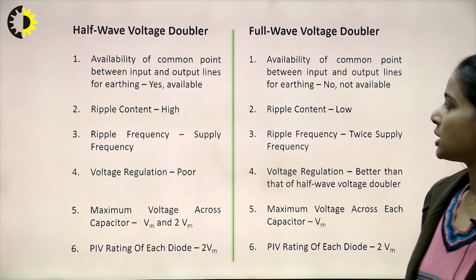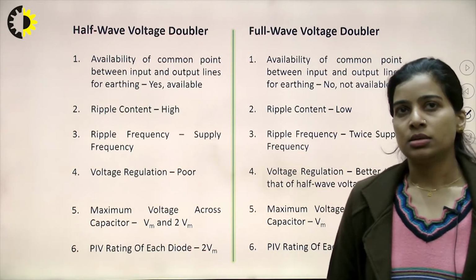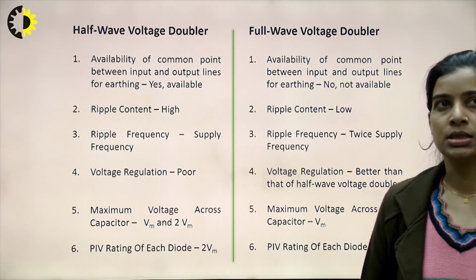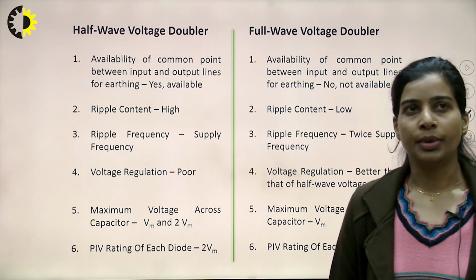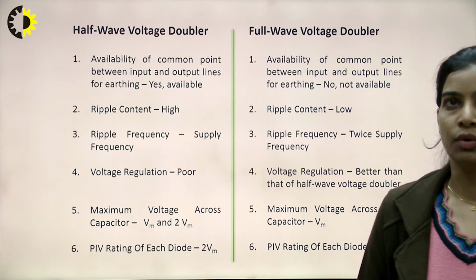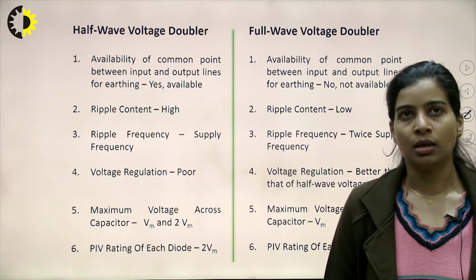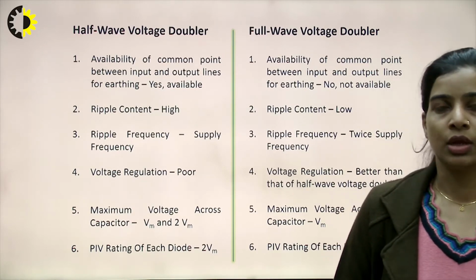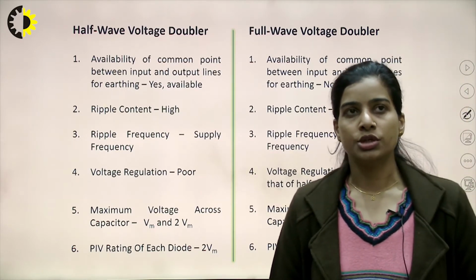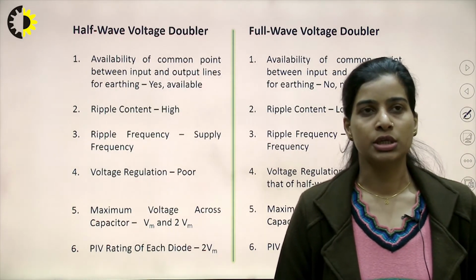This is the comparison table for half wave voltage doubler and full wave voltage doubler. Similarity wise, circuit wise, both are having two diodes and two capacitances. If we compare these two, the ripple content of the half wave voltage doubler is higher than that of the full wave doubler. Ripple frequency is the supply frequency for the half wave, while for the full wave voltage doubler the ripple frequency is twice that of the supply frequency. Voltage regulation of the half wave voltage doubler is poor as compared to the full wave voltage doubler.